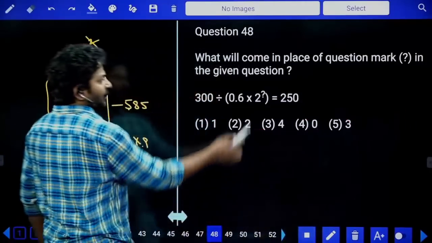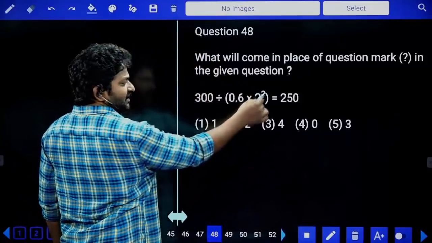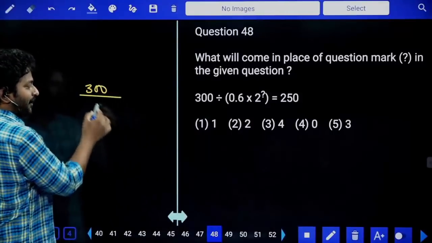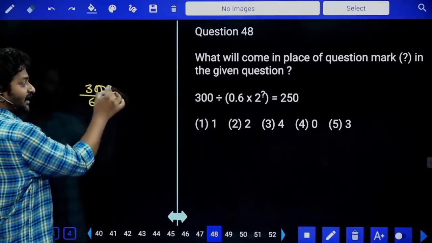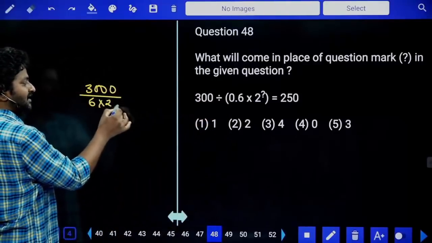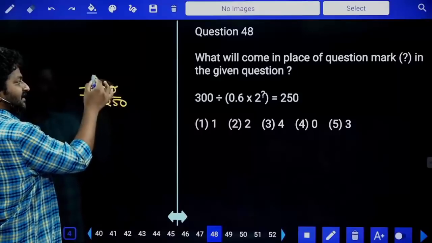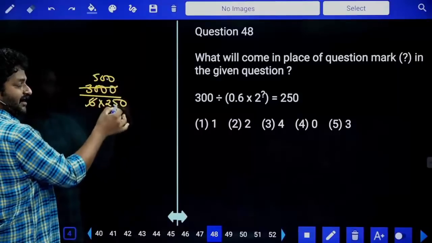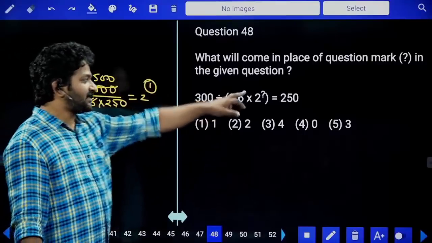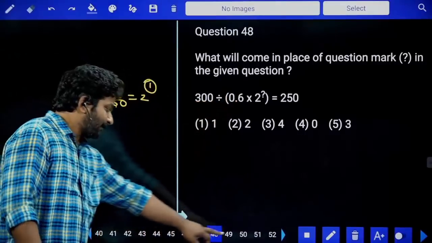Next. So 2 to the power of x, that goes to the other side. 300 divided by 0.6 can be written as 6 by 10. Denominator comes to the numerator. Right hand side 250 will come to the left hand side, that is 250. 6 500 times divided by 250, which is equal to 2. 2 or 2 power 1 we can write. So x is equal to 1, which is the first option.